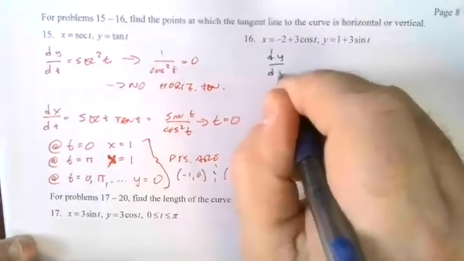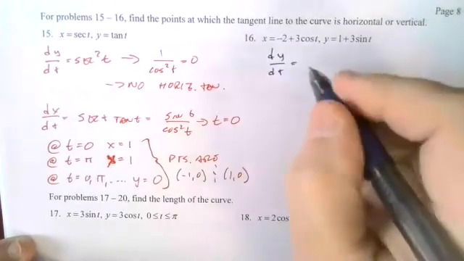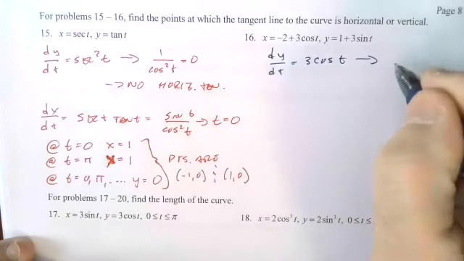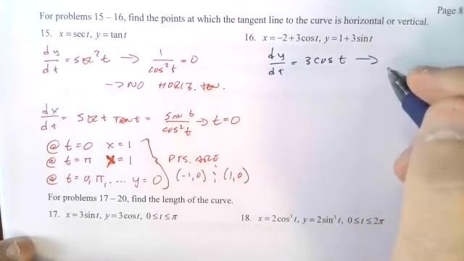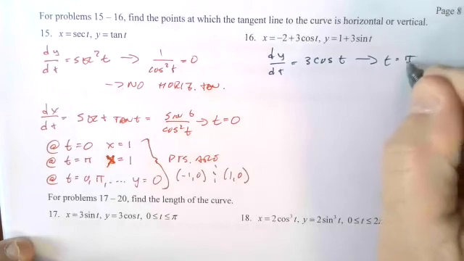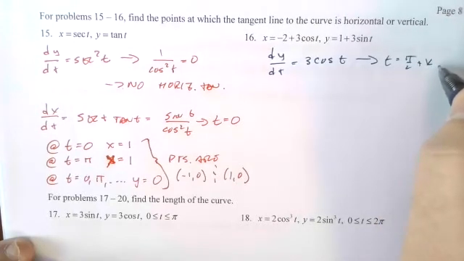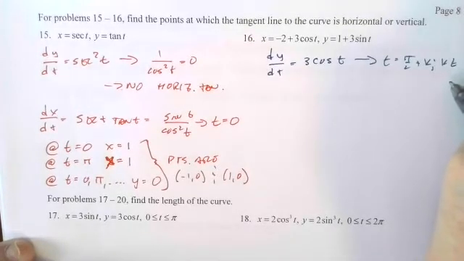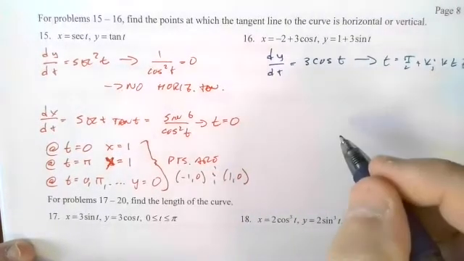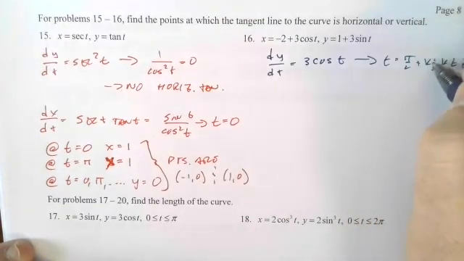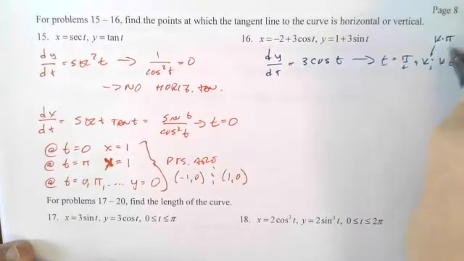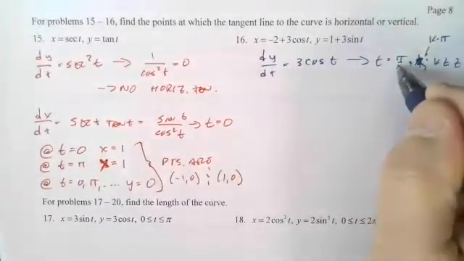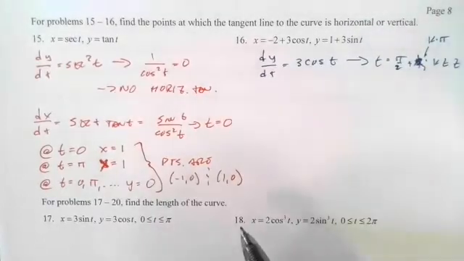dy/dt equals 3 cosine of t. 3 cosine of t is 0 when t equals pi over 2 plus k times pi, where k is all integers. Oops, forgot a pi in there. So it ends up pi over 2, 3 pi over 2, 5 pi over 2, negative pi over 2, and so on and so on.